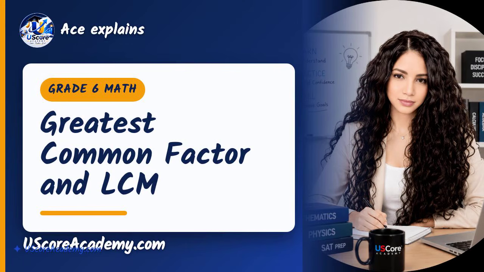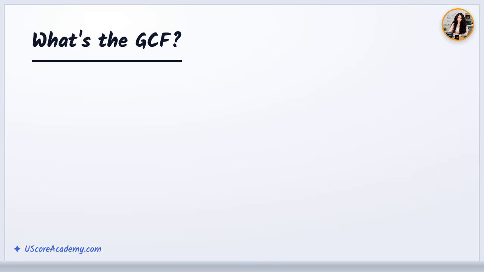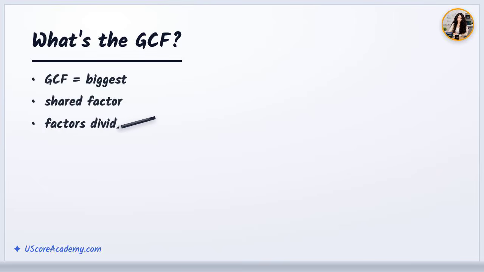Let's learn greatest common factor and LCM together step by step. The greatest common factor, or GCF, is the largest number that divides evenly into two numbers. Factors are numbers that go in with no remainder. The biggest one both numbers share is their GCF.